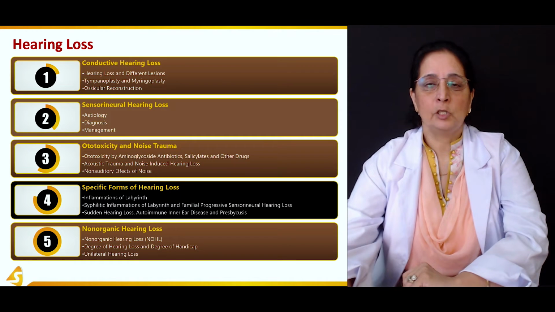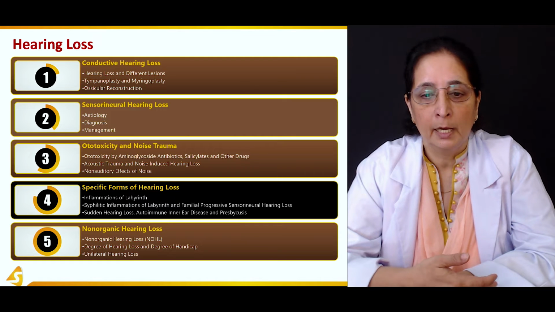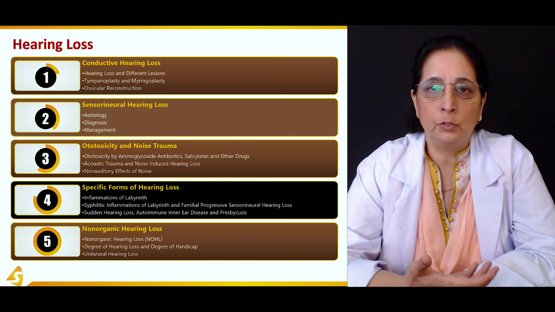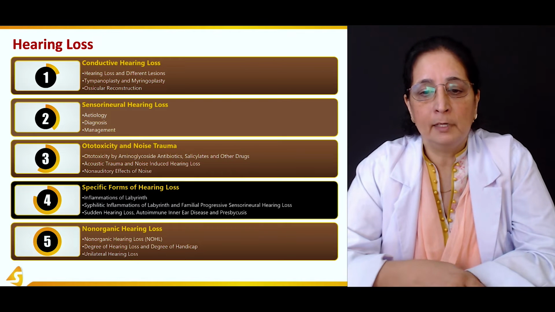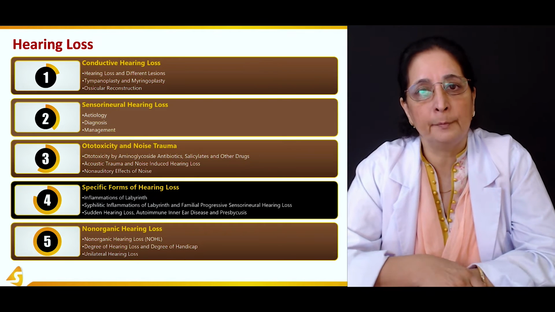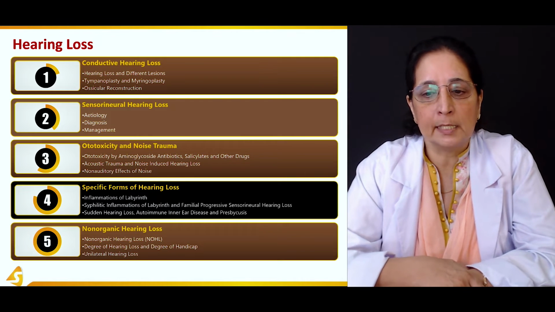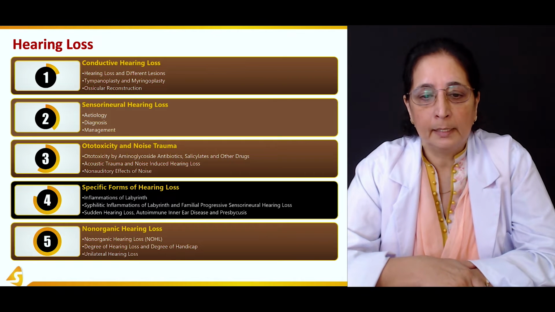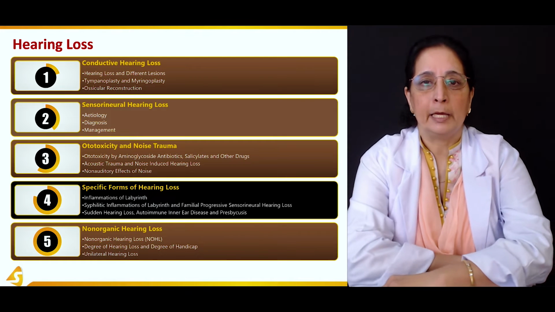In this, we will talk about hearing loss caused by inflammation, which can be due to some viruses and bacteria. Then we will also talk about infection or inflammation of the labyrinth caused by syphilis, and familial progressive sensorineural hearing loss. Then we will talk about sudden hearing loss, autoimmune inner ear disease, and presbycusis.